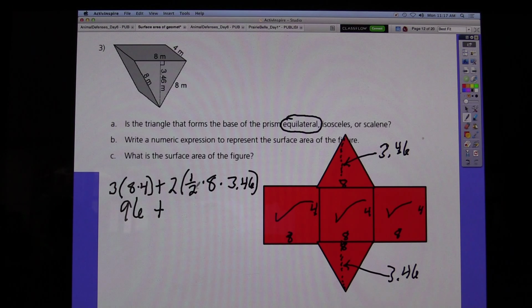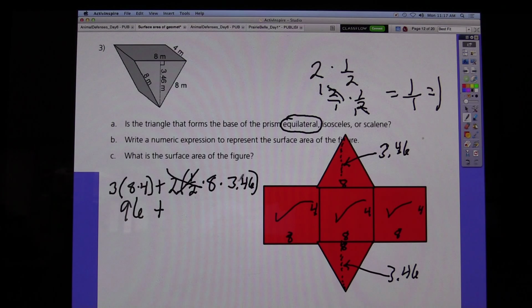Now I'm going to cancel these out, because when you have 2 times a half, that's like 2 over 1 times 1 over 2. Those would cross cancel, and I'm left with 1 times 1, and that's going to equal 1, so I don't even need it here. I'm not going to worry about that part. I'm just going to think 8 times 3.46.